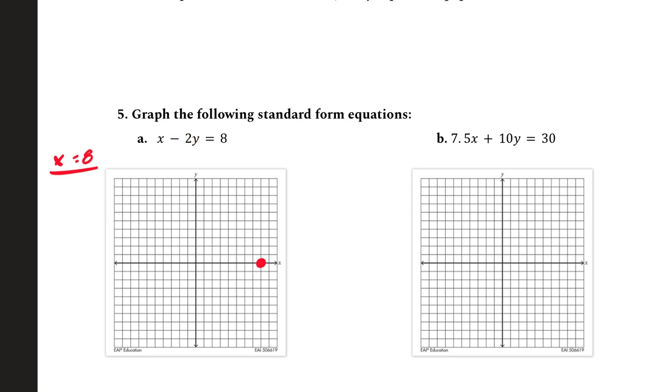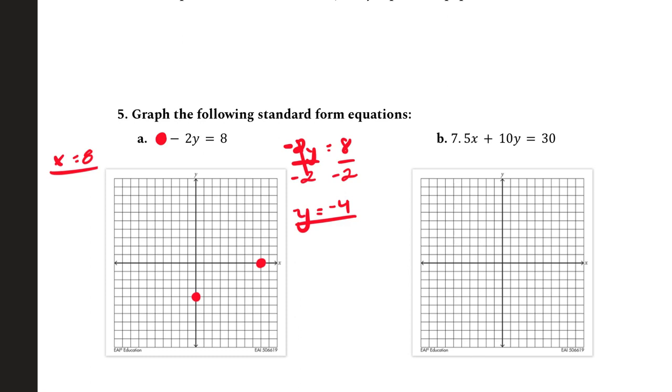Then to get your y-intercept, you just mark out your x value. Now this one we have negative 2y equals 8. So this one's not ready to graph yet, but we have a very simple thing to do. We just divide by negative 2. We'll get y equals 8 divided by negative 2, which is negative 4. So that means our y-intercept is negative 4.